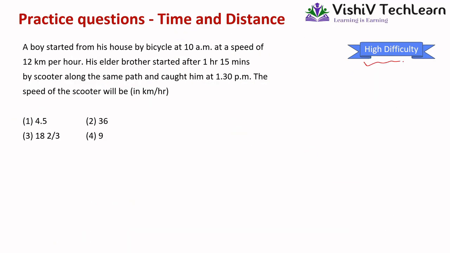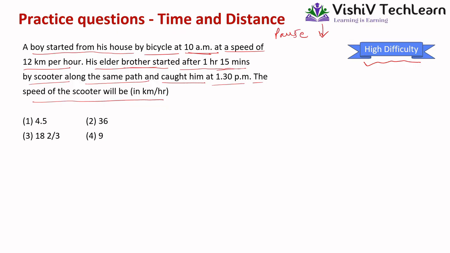Now this is a high difficulty level question. I request all the learners to please pause the video and try to solve it on your own. A boy started from his house by bicycle at 10 am at a speed of 12 km per hour. His elder brother started after 1 hour 15 minutes, by scooter along the same path, and caught him at 1:30 pm. The speed of the scooter in kilometer per hour will be what?